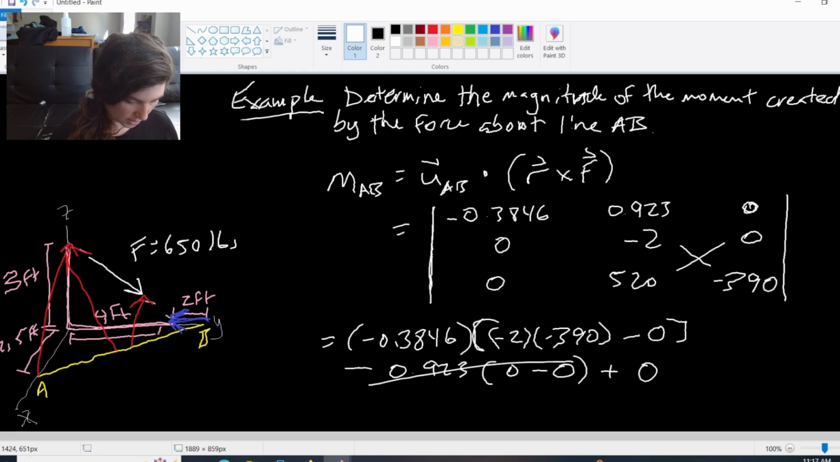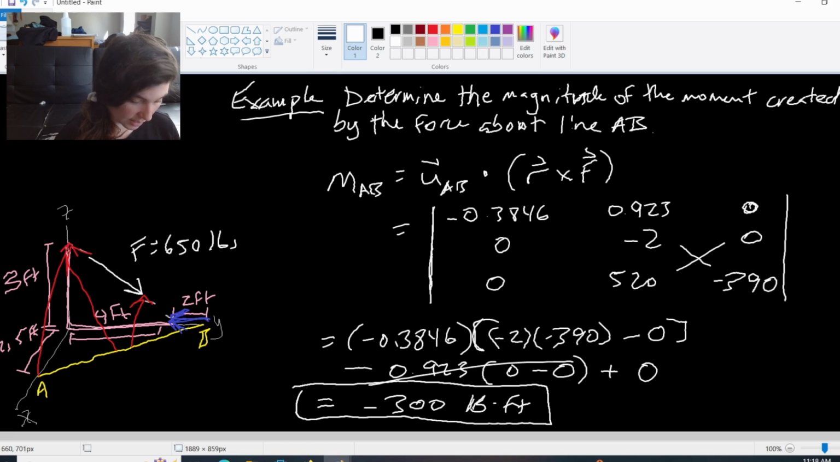And we're left with, if I multiply this out, this -0.3846 times -2 times -390, I get -300 pound-feet. And that's it. That's the magnitude of my moment about that line AB.